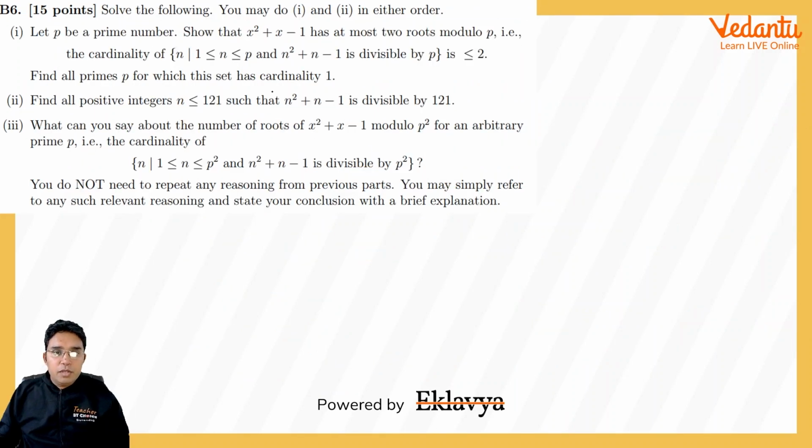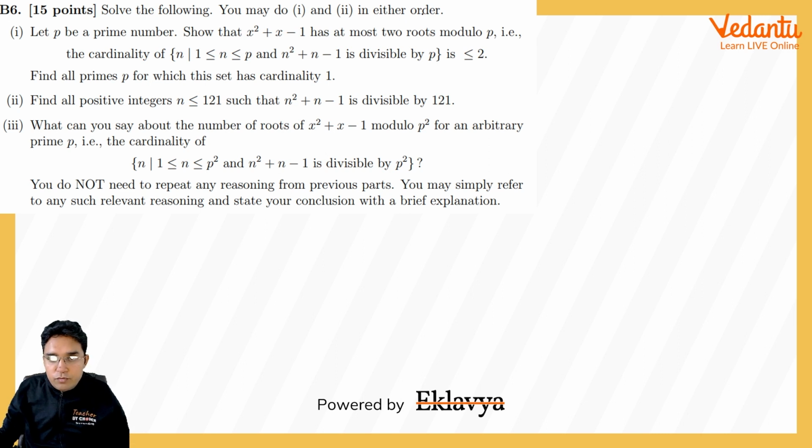Now coming to the last question, one very interesting question. Solve the following. You may do 1 and 2 in either order. Let p be a prime number. Show that x square plus x minus 1 has at most 2 roots modulo p. That is, the cardinality of the set of n such that n is between 1 to p and n square plus n minus 1 is divisible by p is less than or equal to 2. Find all prime numbers p for which this set has cardinality equal to 1.